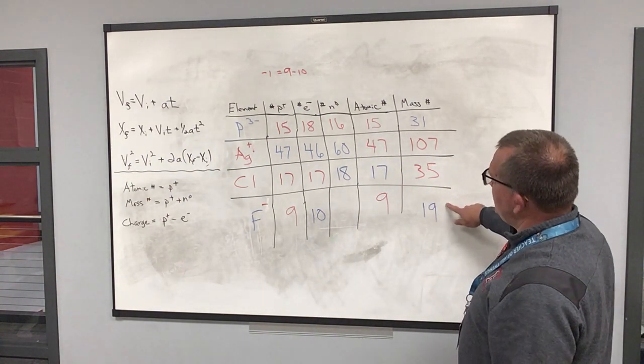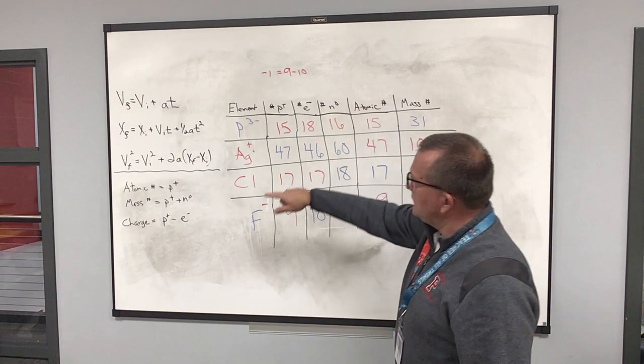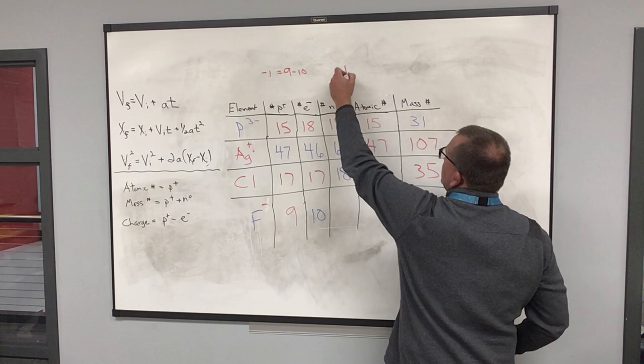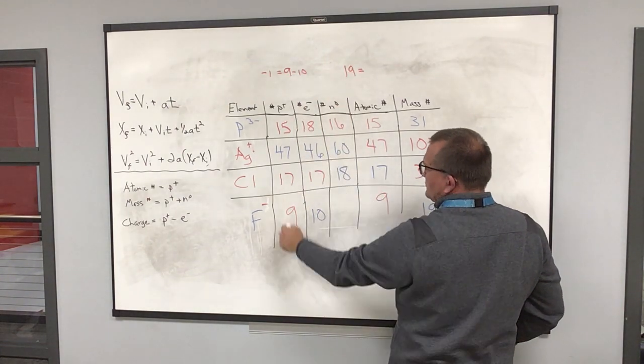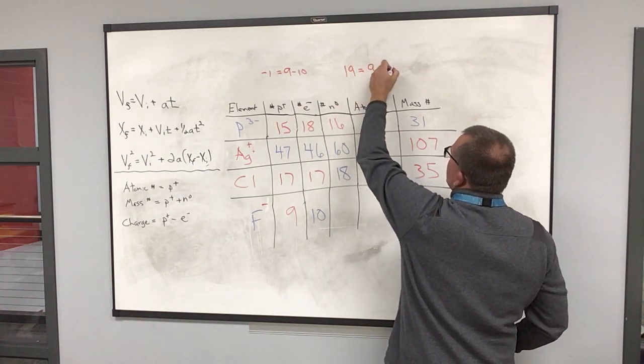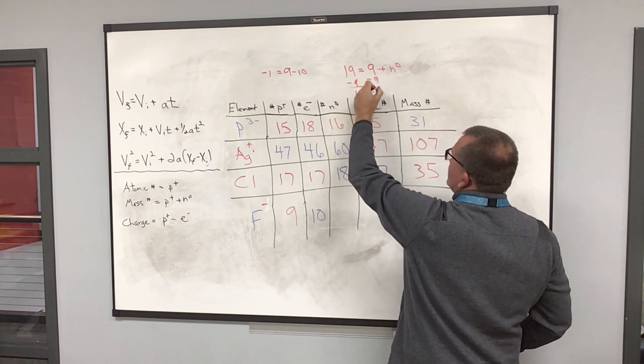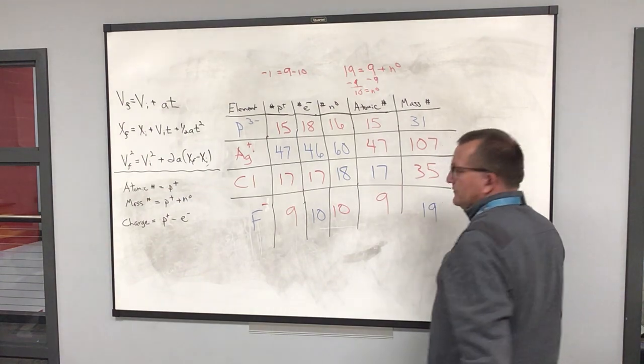Mass number is 19, and I want to find number of neutrons. Mass number equals protons plus neutrons, so mass number 19 equals protons, which is 9, plus neutrons. Subtract 9, and 10 is my number of neutrons.